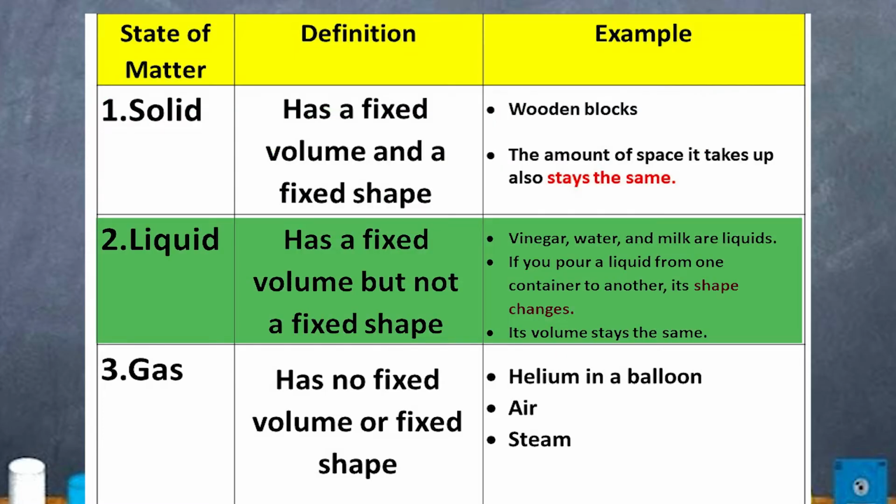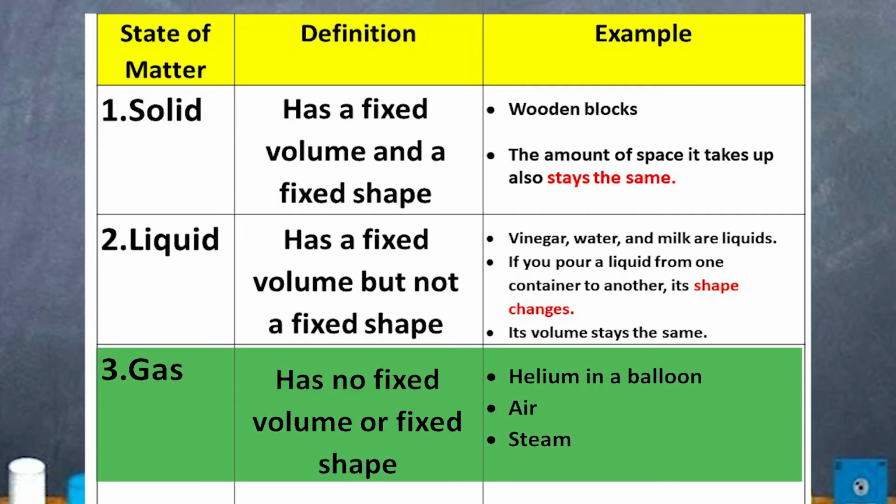Secondly, liquid. Liquid has a fixed volume, but not a fixed shape. It would take the shape of whatever container you pour it into. Now, boys and girls, some examples of liquid would be vinegar, water, and milk.